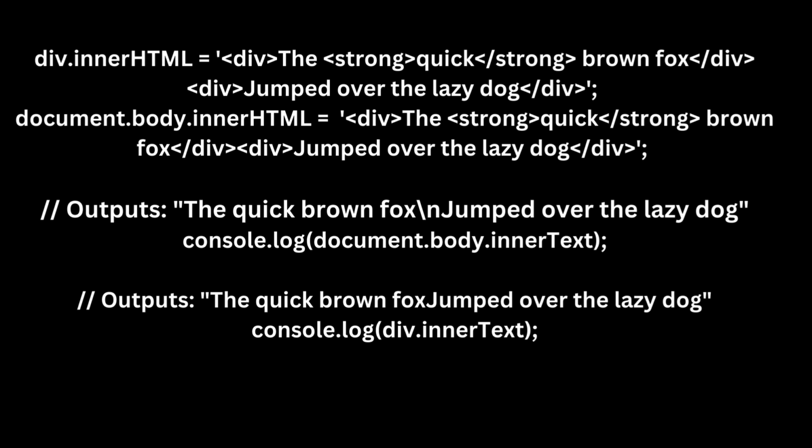To use this code, create or select the HTML elements, div and body in this case, that you want to manipulate. Set the innerHTML property of the element to the desired HTML markup string to add or replace its content. Use the innerText property to retrieve the text content of the element and its descendants without any HTML markup.